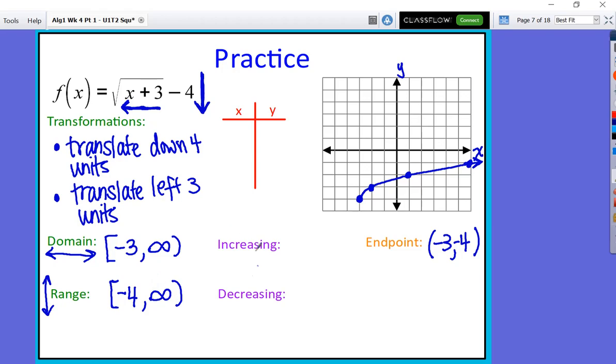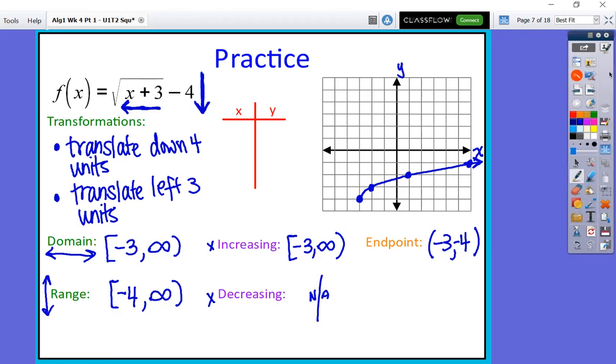Now, how do you know about this increasing, decreasing situation? Don't forget you give me the x values. Read the graph from left to right. Is this function increasing or decreasing? It's always increasing over the whole domain. So beautiful. And it's never decreasing, so not applicable. Move on with our lives.